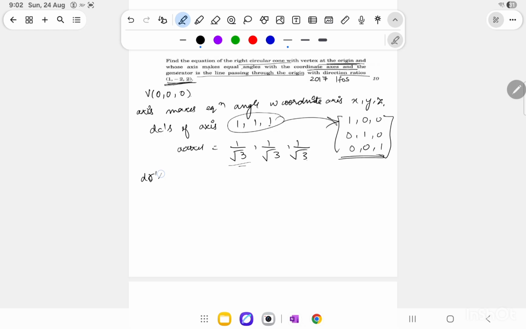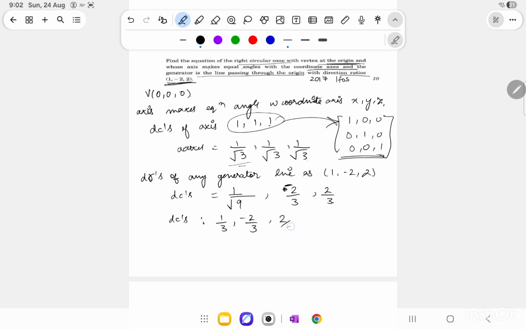Further it says that the direction ratios of the generator line are 1 comma minus 2 comma 2. So its direction cosines will be 1 by under root 1 plus 4 plus 4, which is 1 by 3, comma minus 2 by 3 and 2 by 3. So basically the direction cosines of the generator are 1 by 3, minus 2 by 3, 2 by 3.